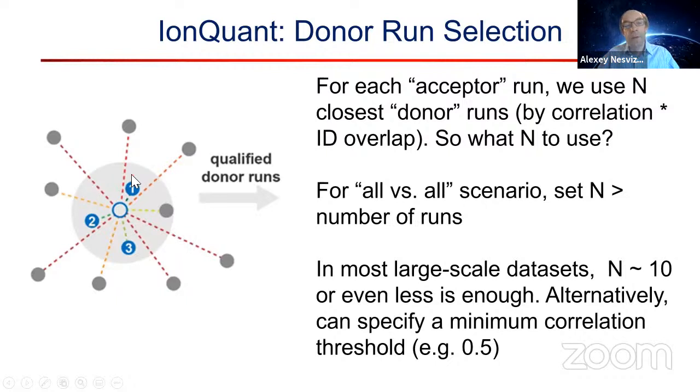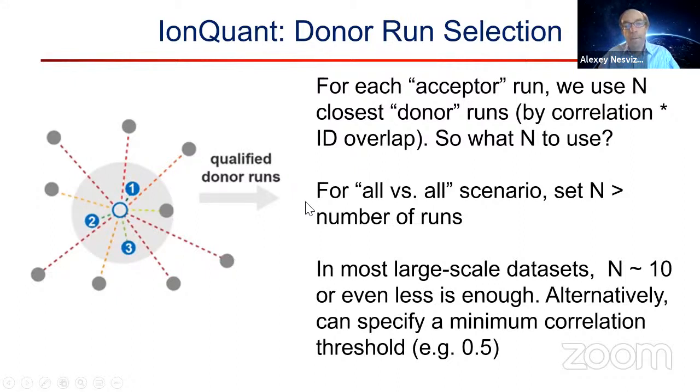Or we can specify a correlation of 0.5 and restrict to the best 3 runs. So in that case, these 3 blue runs will be specified as donor runs, and this run, even though it's also similar to the acceptor run based on the correlation score, is number 4, it's a bit farther away and it's not used. So we have these 2 parameters to really control what runs are allowed as donor runs here.